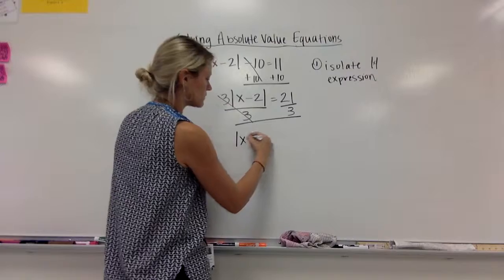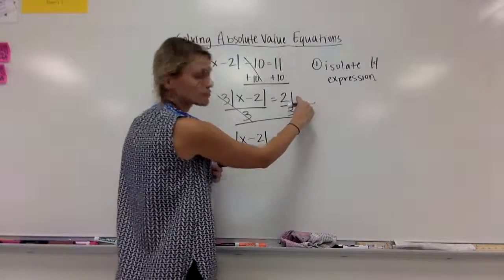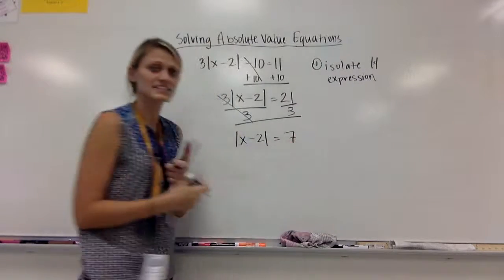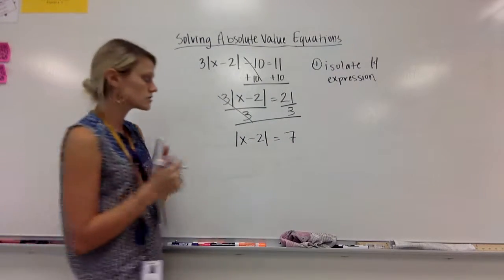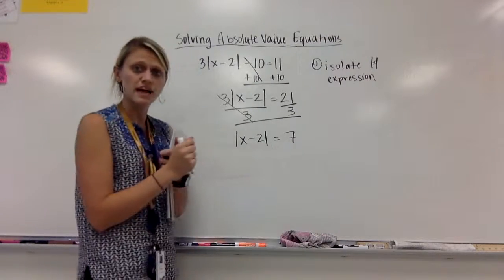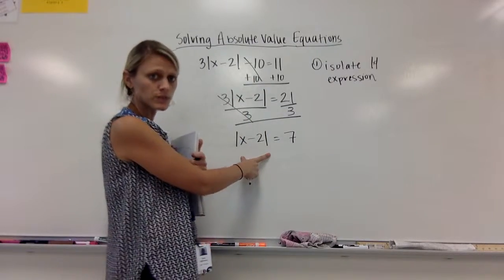Left with absolute value of x minus 2. Over here I've got 21 divided by 3. That's 7. So now I've got the absolute value of x minus 2 equal to 7. So my first step is done. I've got my absolute value expression by itself.